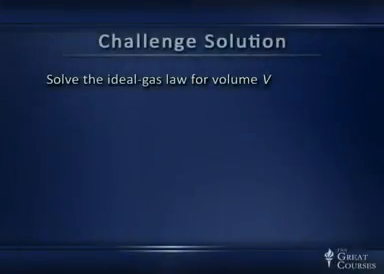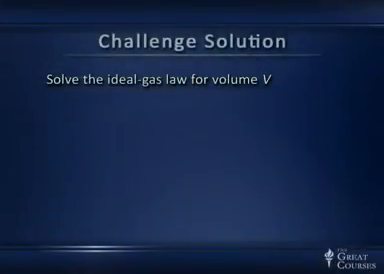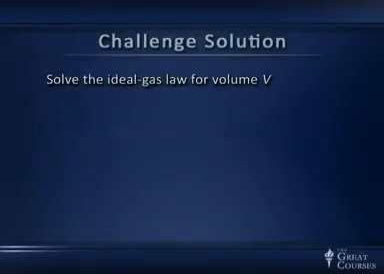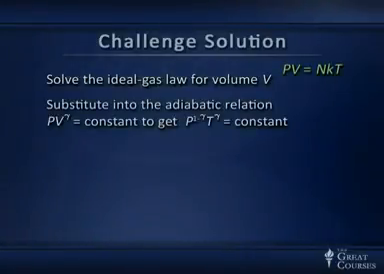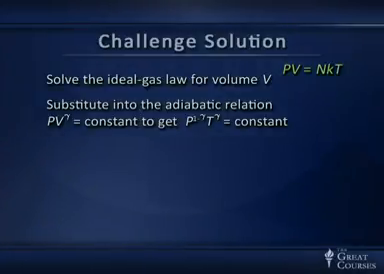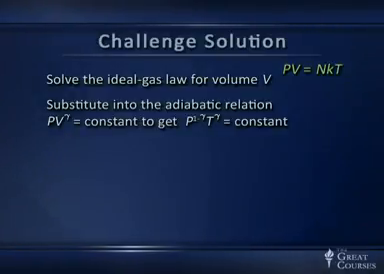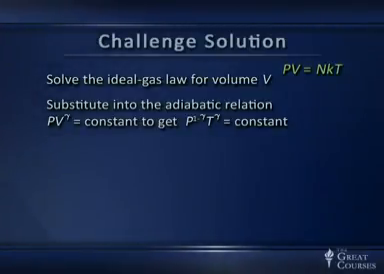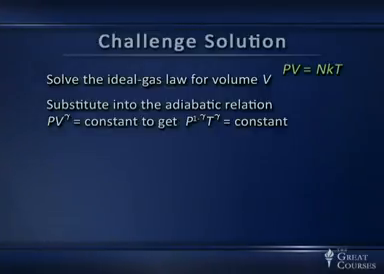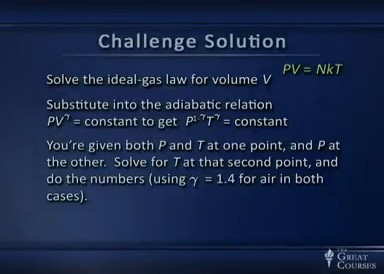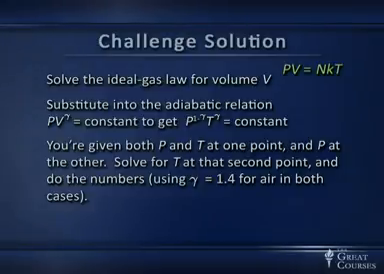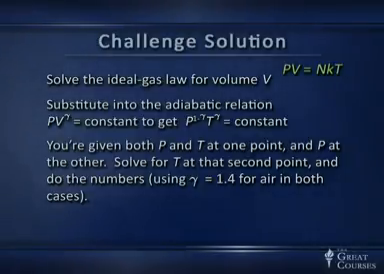So here's the solution to the challenge problem. First, we're going to solve the ideal gas law for the volume V. The ideal gas law says PV is NkT. We're going to substitute that into the adiabatic relationship PV to the gamma equals constant. We're going to substitute the algebraic solution for V, and we get P to the 1 minus gamma times T to the gamma equals constant. I'm not going to go through the algebra. You'll have done that if you've solved the problem. You're given both P and T at one point, P and T up in the mountains, P and T in the cylinder when it's at its maximum volume, and you're given P at the other point, so all you need to do is solve this relationship for T at the second point and do the numbers.